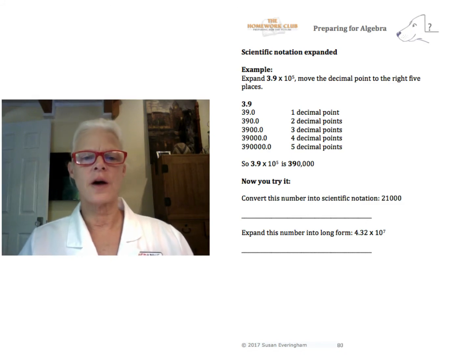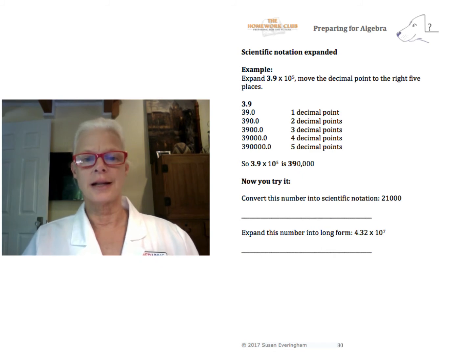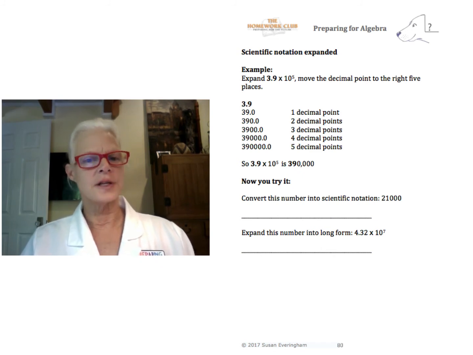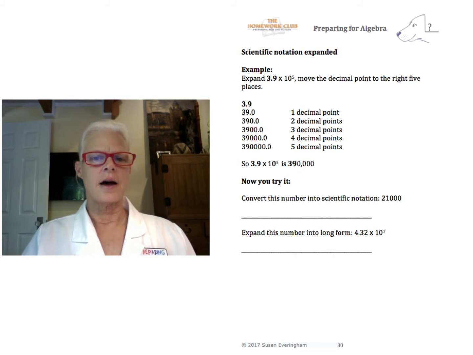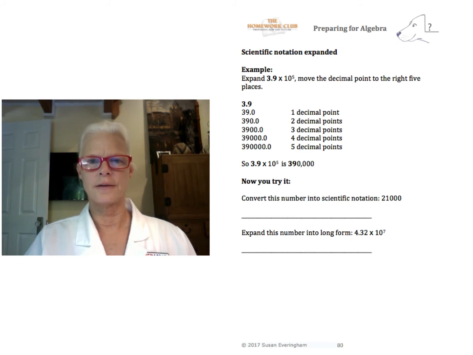JD, so we have 2 problems for us here on this page for scientific notation. I'd like you to try it out. Convert this number into scientific notation, 21,000, and expand this number into long form, 4.32 times 10 to the 7th. Okay, and follow the example. As you can see, as a positive number, 3.9 had the decimal point moved 5 different times, giving you 390,000. Great, go for it.